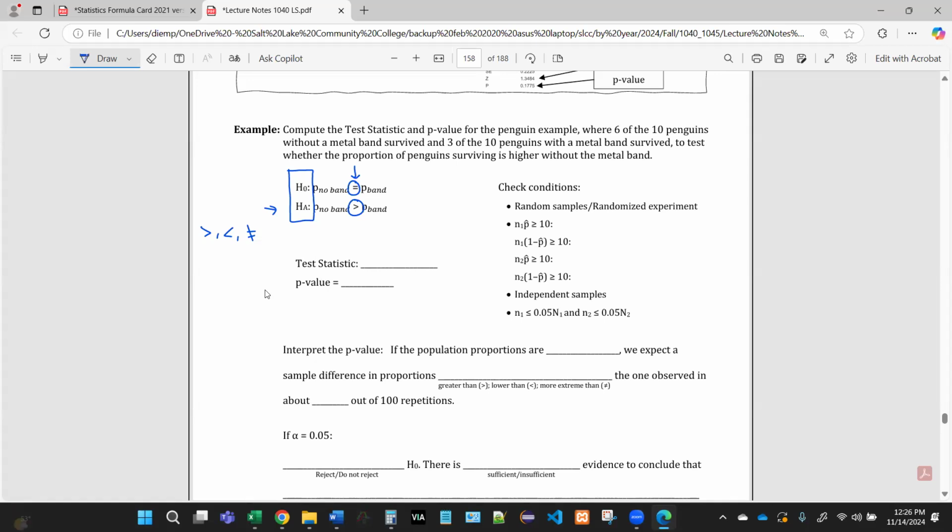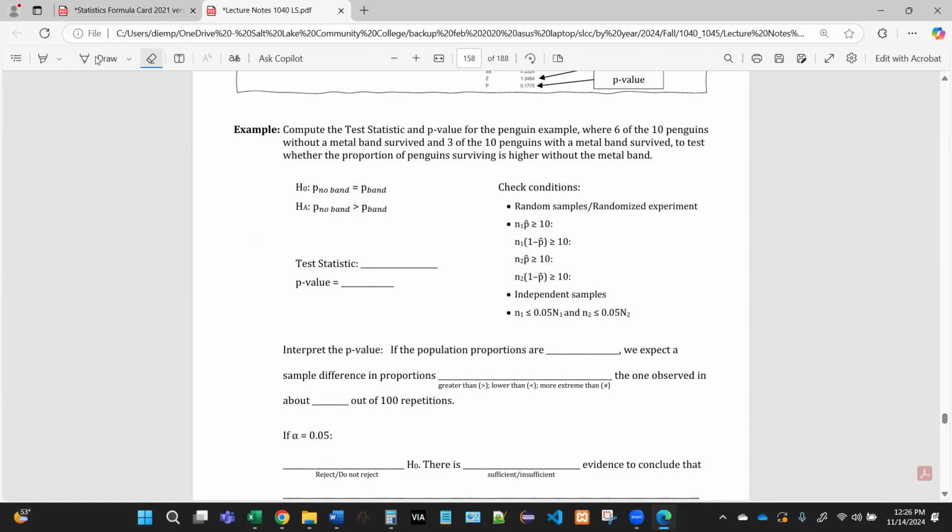Okay, so that's the same as before. What's different? Well, now our parameter is p because we're looking at proportions. We've seen that before, so what's different? Well, we have p for our first population, and then we have the proportion for our second population.